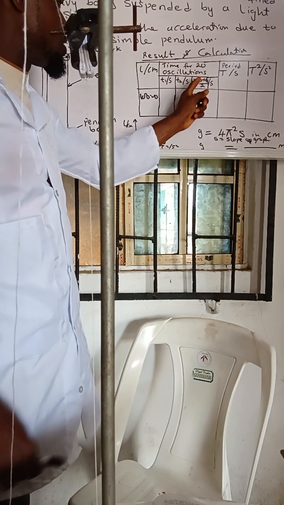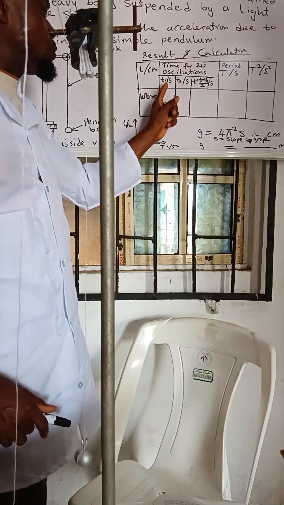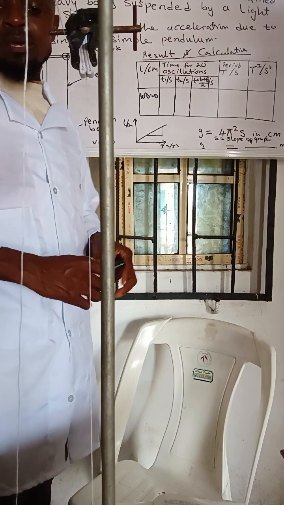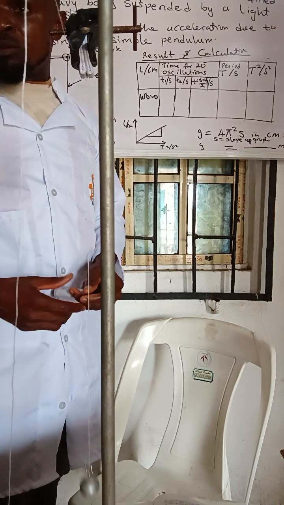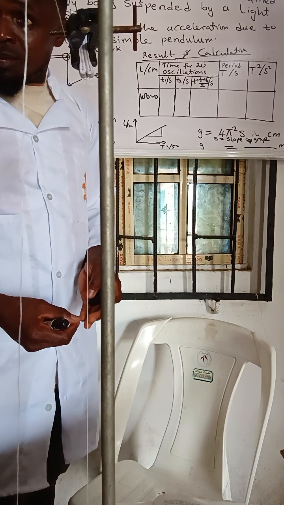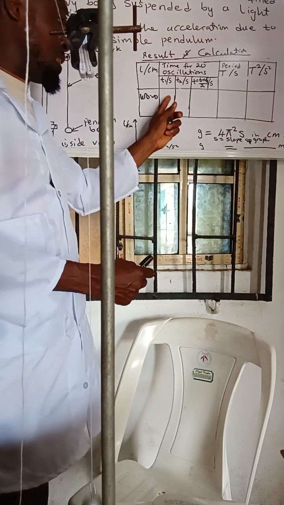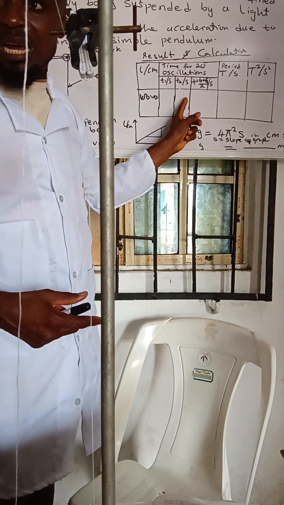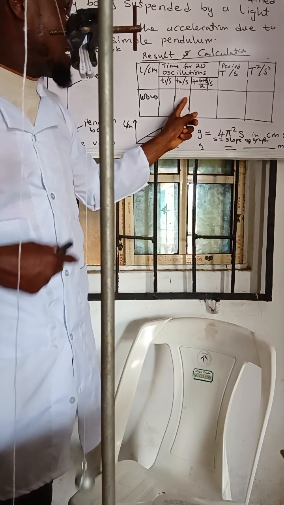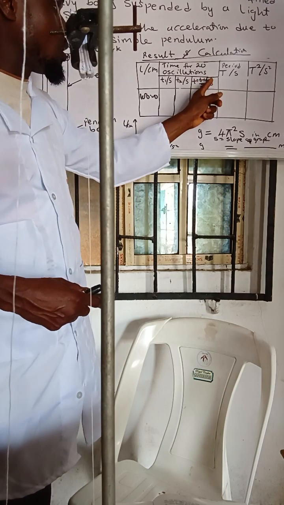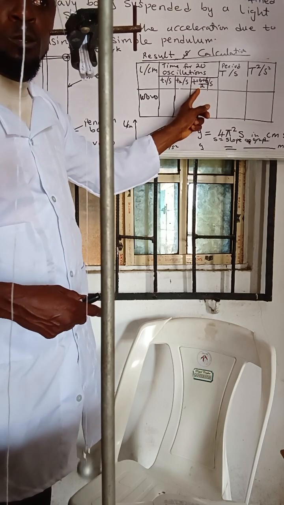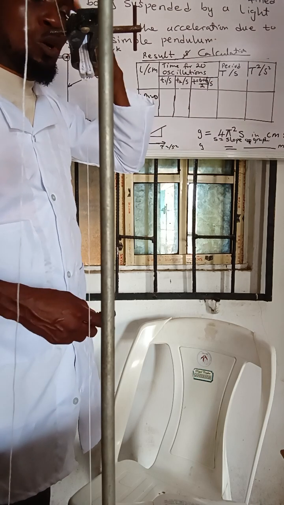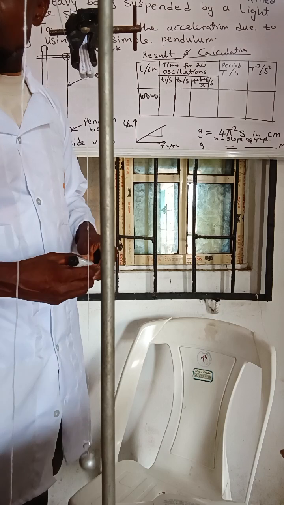In each case, determine the time for 20 oscillations. So I put T1, T2. Why? Maybe the first time you might not be accurate. When you say start, you might not press it on time, or you might not stop it on time. So you need to do it two or three times to get the average time, (T1 + T2)/2. After you get the average time, you will now get the period of oscillation, the periodic time.